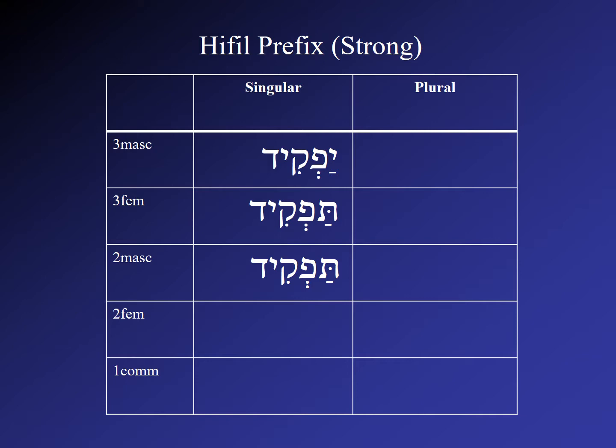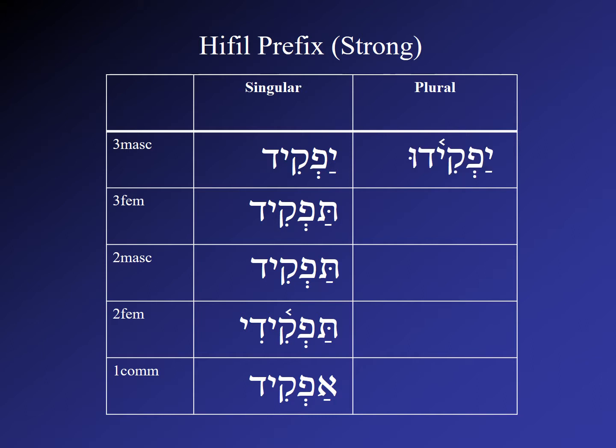Notice that the prefixes are the same as they were for the Qal and for the Piel. It's just the vowel pattern is different, and it's just following the vowel pattern of the third masculine singular. So yaf-kid, taf-kid, taf-kid. Of course, second feminine singular, we're going to have both a preformative and also the prefix complement, so taf-kidi, and then for the first common singular, af-kid.